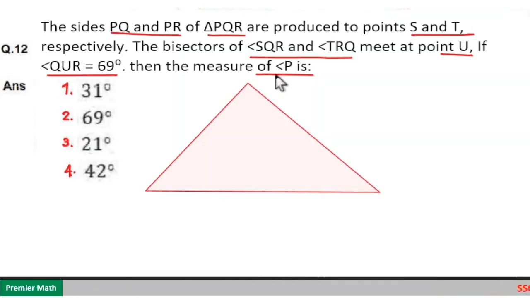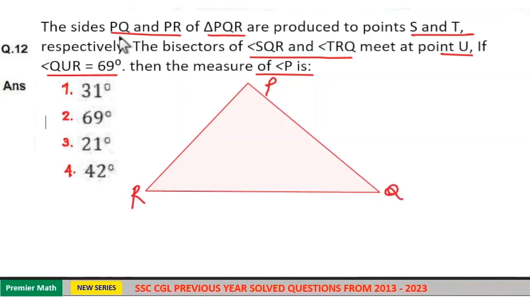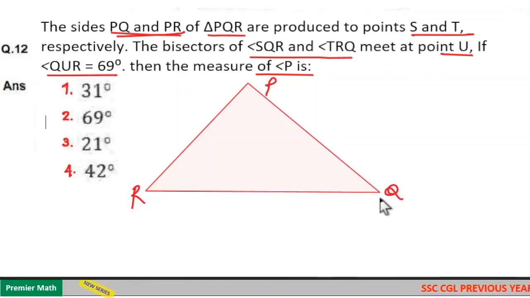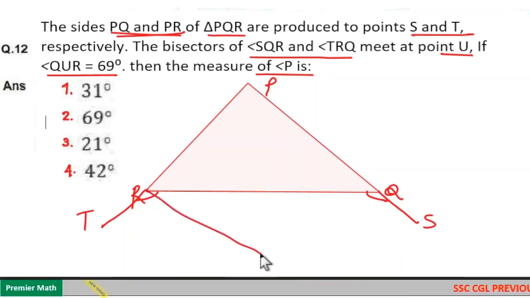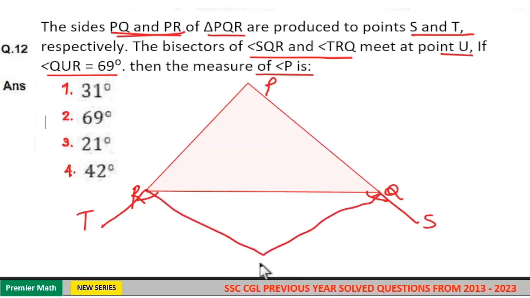Now PQ and PR produced to S and T means PQ produced to S and PR produced to T. Now bisectors of SQR and TRQ means bisectors of these two angles meet at point U. So this is point U and this angle is given as 69 degree in the question.